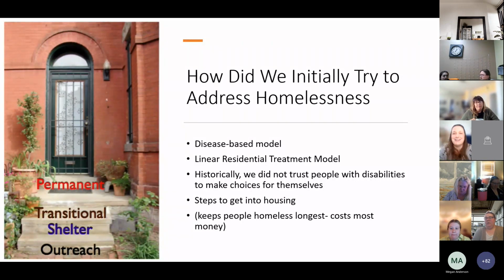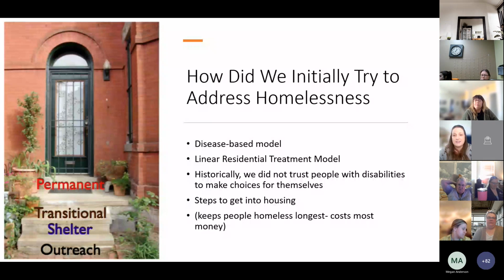Some of the problems with this model was that it didn't work. That's the biggest problem. Homelessness just kept growing and growing. People were falling out of housing, and it keeps people homeless the longest period of time, and therefore costs our communities the most money. So we call this the housing ready model.